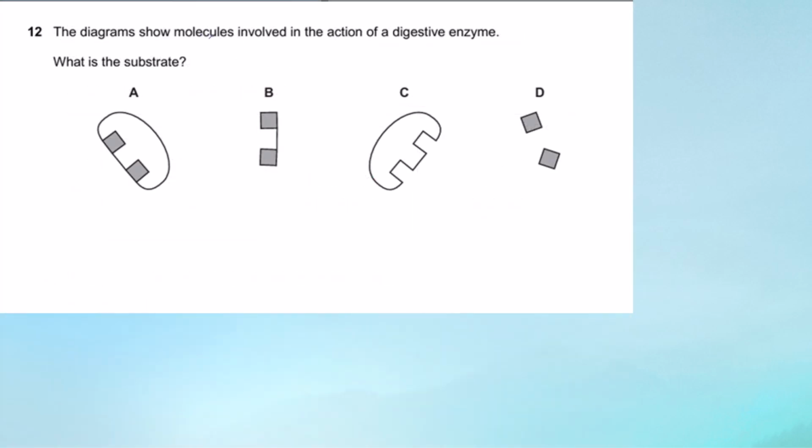Right. So here we have a diagram that shows molecules involved in the action of a digestive enzyme. This one is important. It means we're breaking something down. We're not combining things. Okay, this is important. So A here and C, they show the enzyme. This shows the enzyme with the substrate. This here is a product. So our only possible answer here is, of course, B. This is the substrate before it gets digested and broken down to smaller parts.